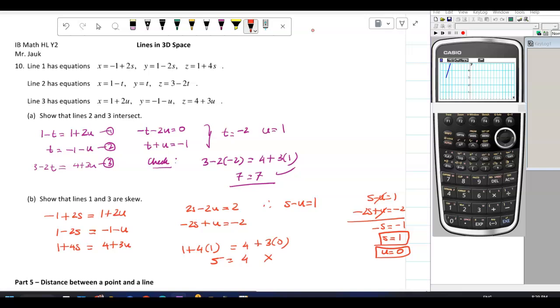If I take these two and solve it, 1 and 2, I keep getting the same answer.